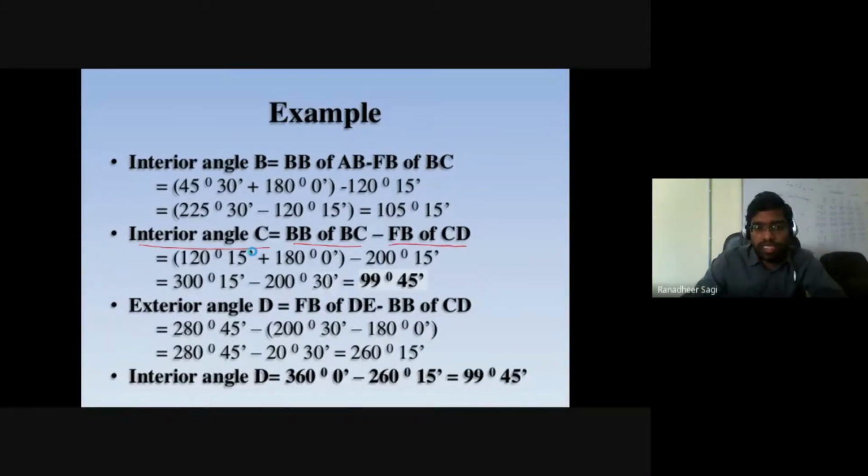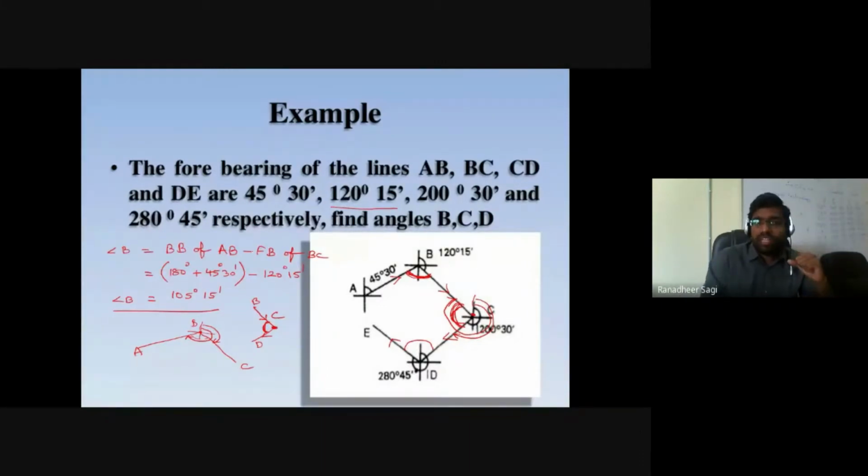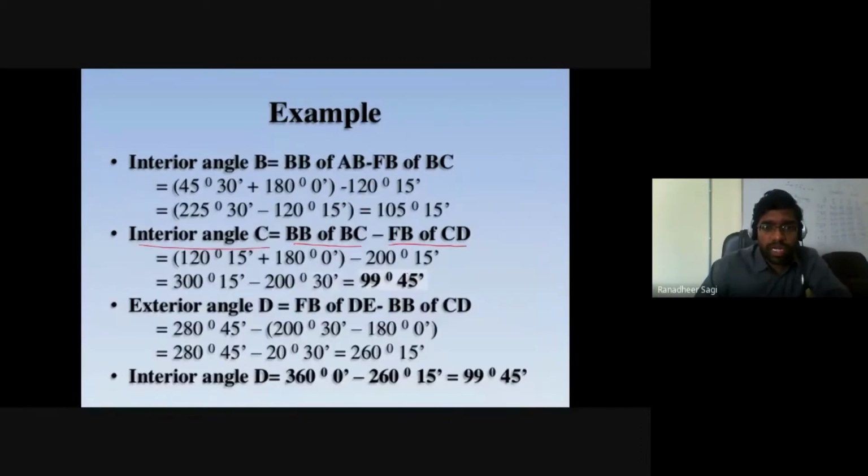And for the back bearing of your line BC, we know the forebearing of the line BC. So automatically the back bearing of the line BC is nothing but 180 degrees plus 120 degrees 15 minutes, because the forebearing is less than 180. And my forebearing of the line CD is 200 degrees 30 minutes. So 180 plus 120 degrees 15 minutes comes out to be 300 degrees 15 minutes, from which I am going to subtract the forebearing of your line CD.